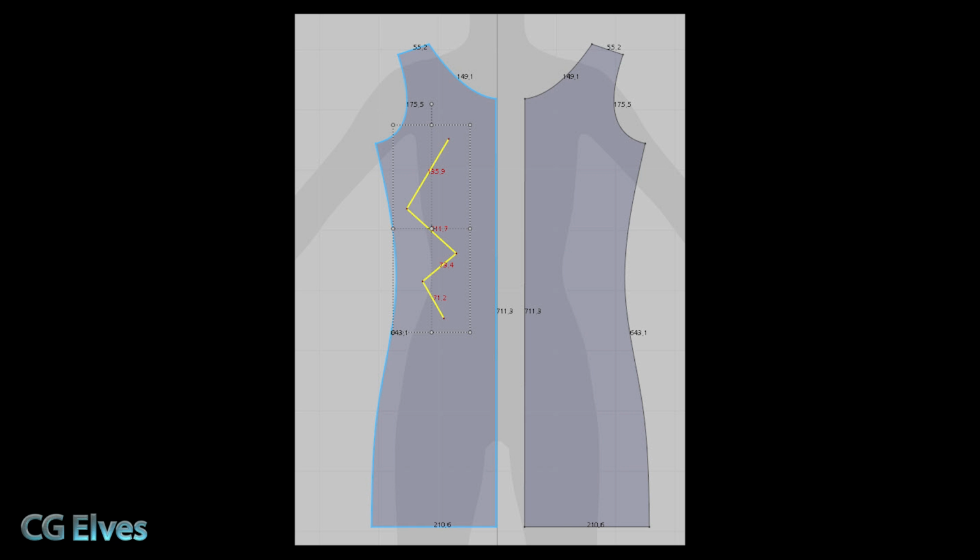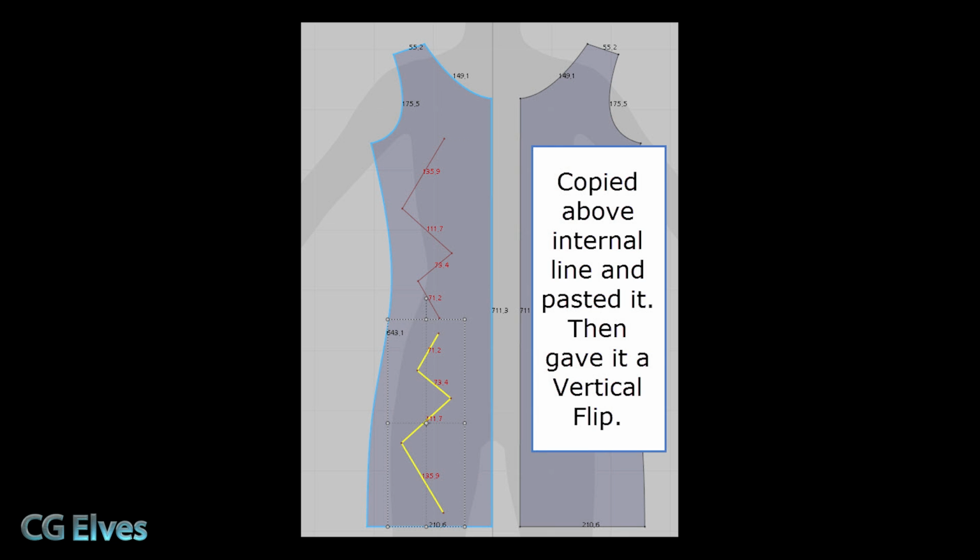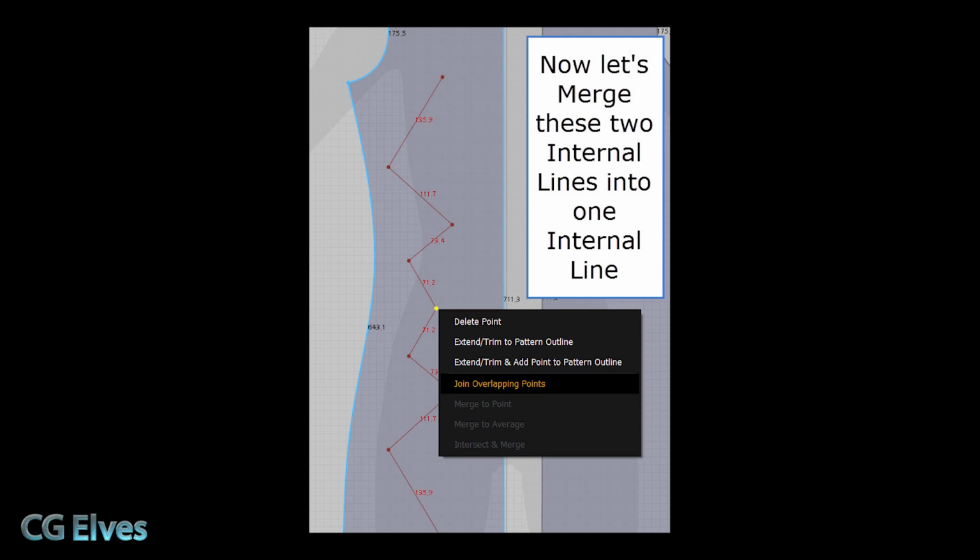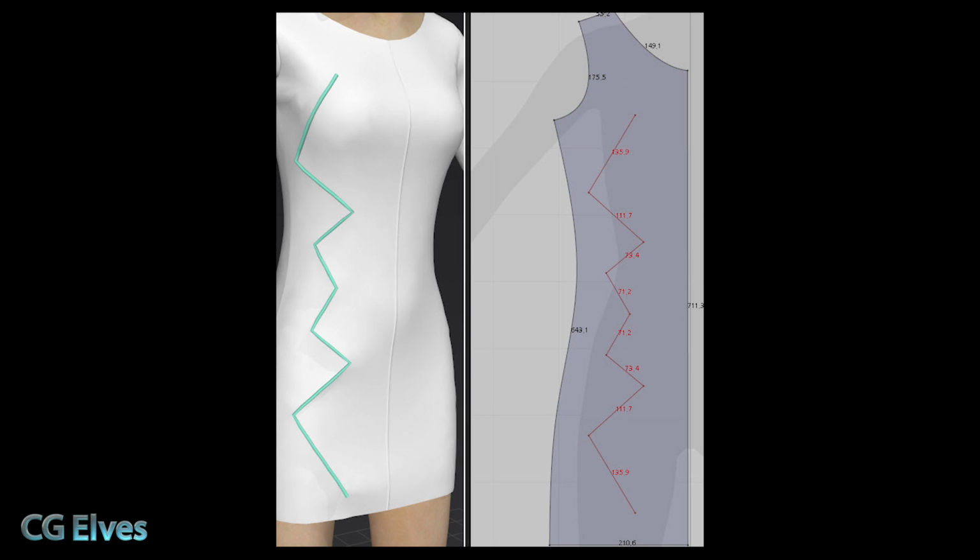Here's another example where I want to create a symmetric design to pipe along, or if you want to sew along it. So I copied this internal line, pasted it, gave it a vertical flip so that it's mirrored to the other one, and then I moved it so that the points intersect. Then I right-clicked on one of the points, said join overlapping point, and then I got that one line instead of the two. And then you can pipe along it or sew onto it, etc.